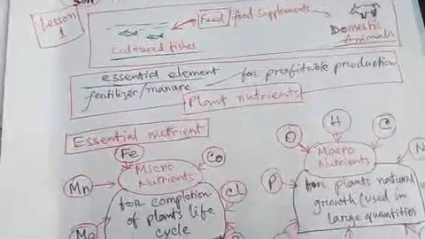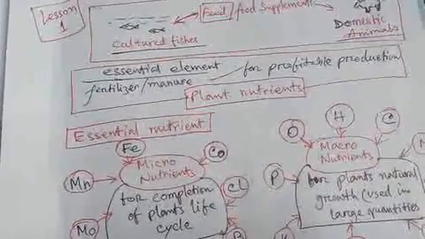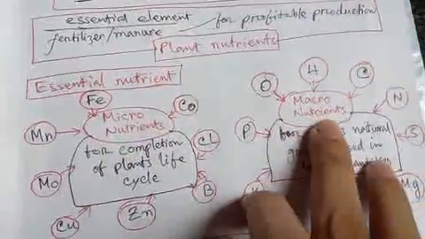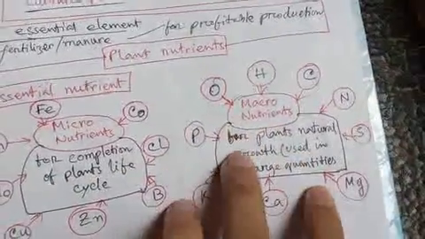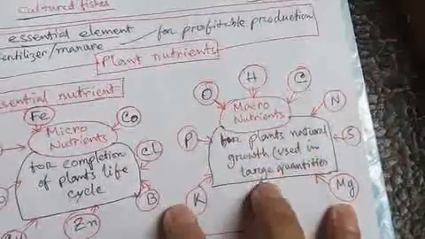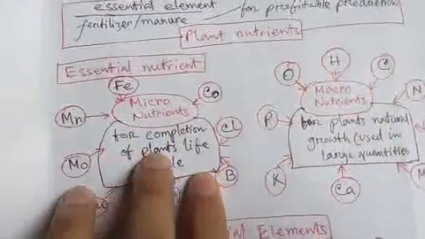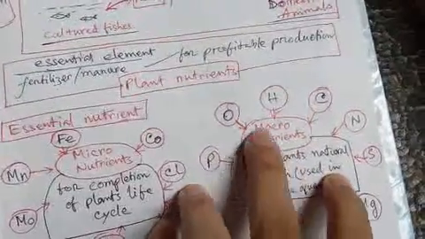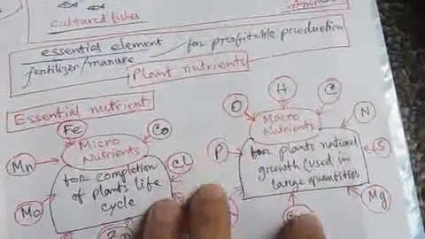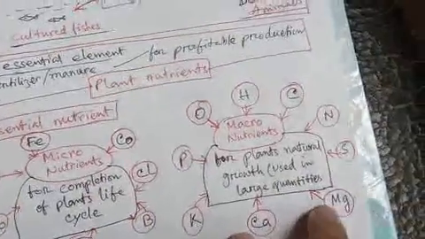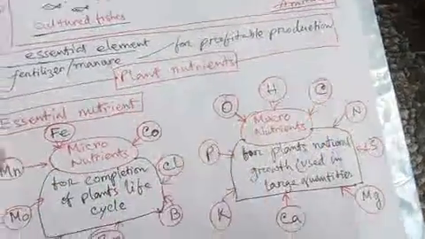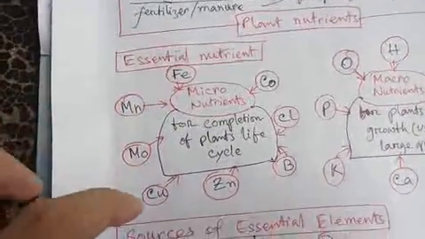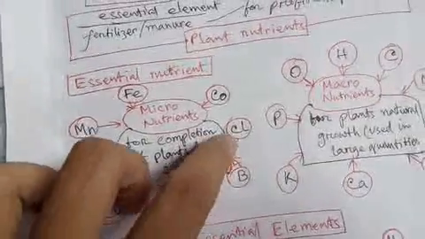Okay, let's go to classification of essential nutrient elements. What are they? Micronutrients and macronutrients. Macronutrients are used in large quantities for the plants' natural growth, but micronutrients are for completion of the plant's life cycle. What are the macronutrients? These are hydrogen, oxygen, phosphorus, potassium, calcium, magnesium, sulfur, nitrogen, and carbon. Then micronutrients are iron, manganese, molybdenum, copper, zinc, boron, chlorine, and cobalt.